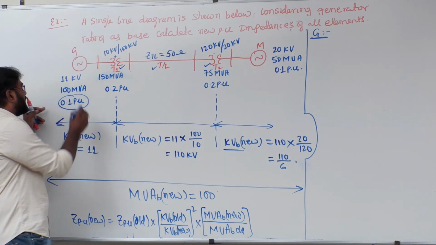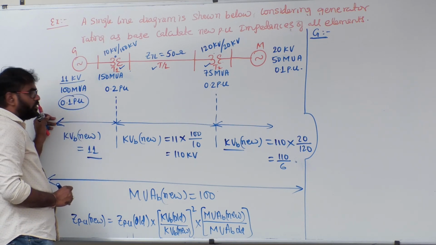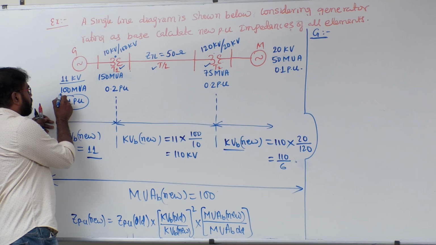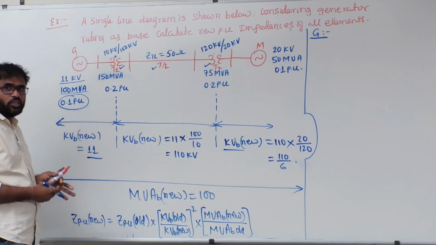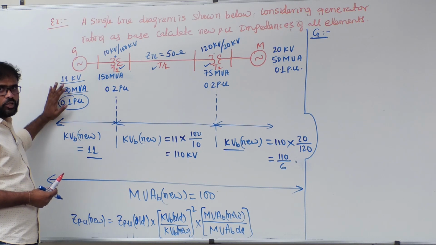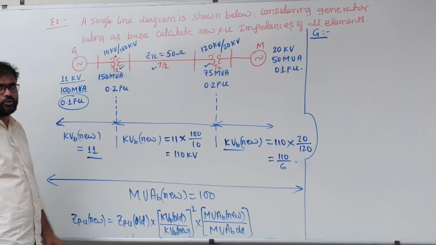What is the KVB old? 0.1. 11. KVB new is also 11. What is MVAB old? 100. MVAB new for the complete system is what? 100. That means KVB old and KVB new are the same, MVAB old and MVAB new are the same, so Z per unit old equals Z per unit new.